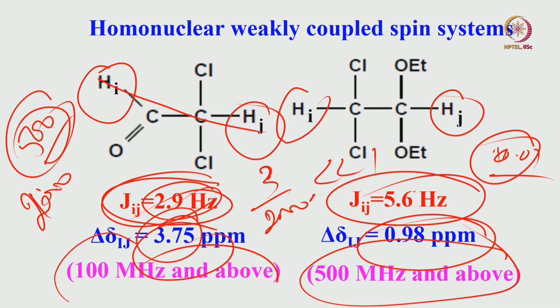Why am I telling you the frequency of the spectrometer here? As I told you, chemical shift difference in hertz varies linearly with the magnetic field. The same spin system, strongly coupled or weakly coupled: if I go to a very high magnetic field, because the chemical shift difference becomes larger, it may become weakly coupled. Remember, a strongly coupled system can become weakly coupled at a very high magnetic field strength because the chemical shift difference becomes larger, or a weakly coupled system at a very high field can become strongly coupled at low magnetic field. This is the important thing you should remember.